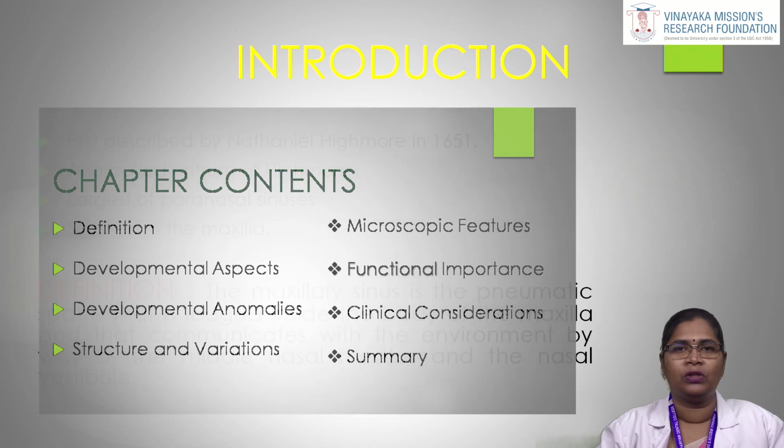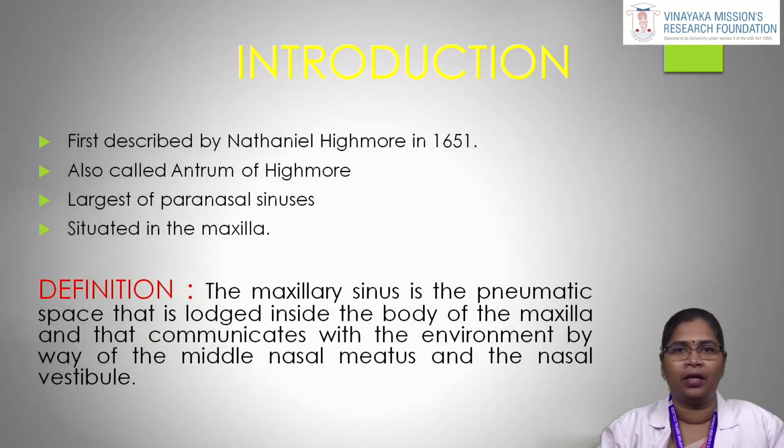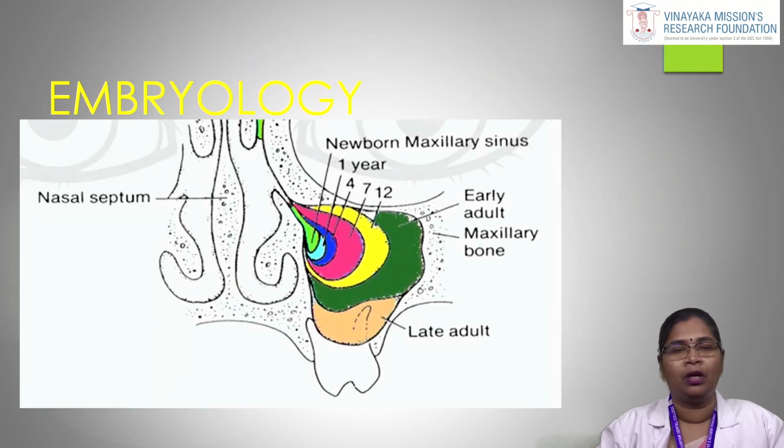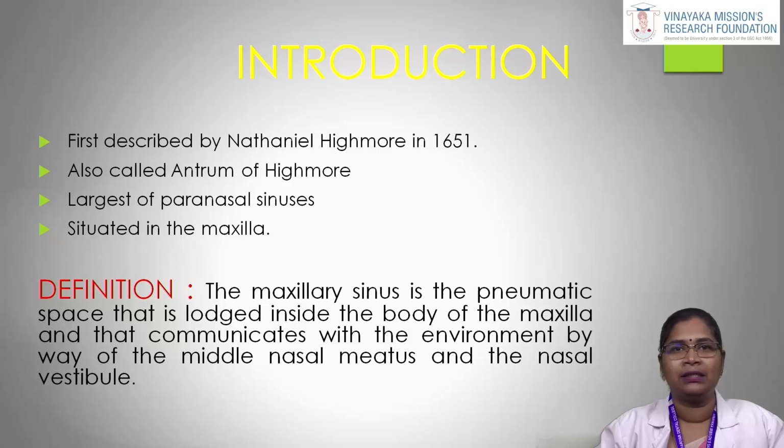Maxillary sinus was first described by Nathaniel Highmore in 1651 and is called antrum of Highmore. It is the largest of paranasal sinuses situated in the maxilla. By definition, it is the pneumatic space that is lodged inside the body of the maxilla and that communicates with the environment by way of middle meatus and nasal vestibule.